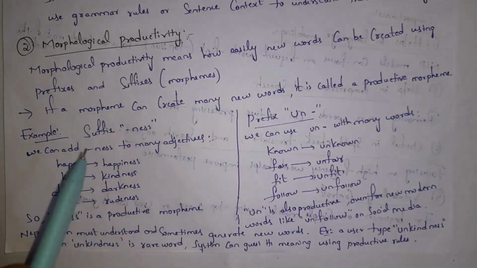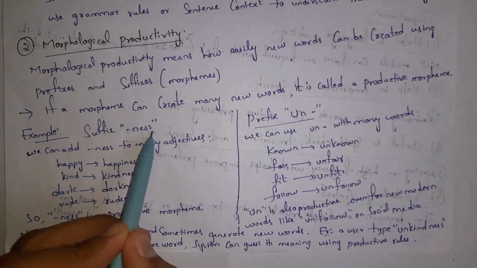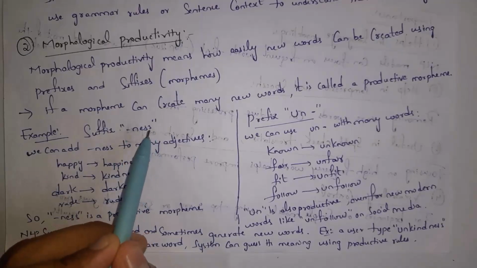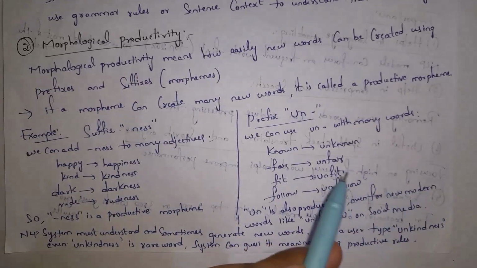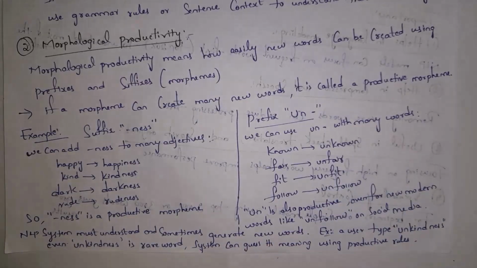As for example, if we consider ness, ness is a suffix. We also call this ness a morpheme. By using this ness, we can create various words like happiness, kindness, darkness, and rudeness. So we call this ness a productive morpheme. For example, with the prefix un, we can create new words like unknown, unfair, unfit, unfollow, etc. So we call this a productive morpheme.